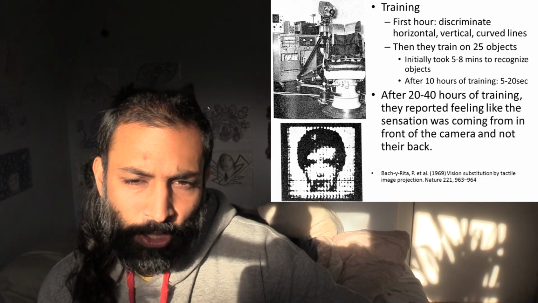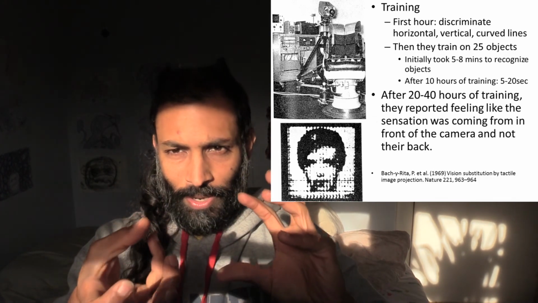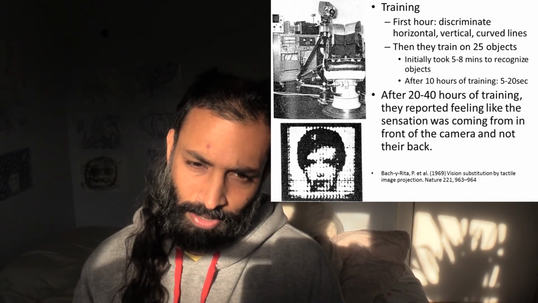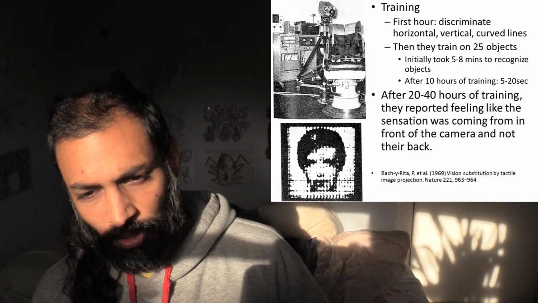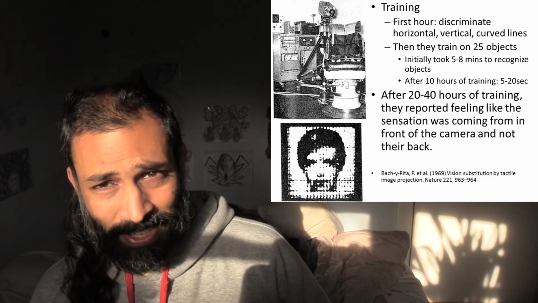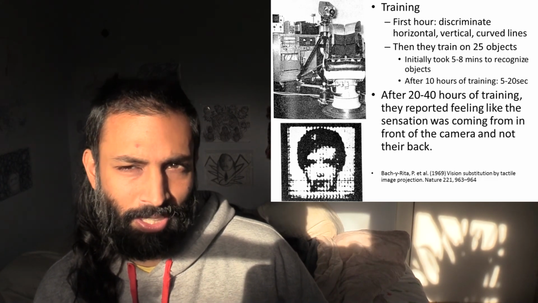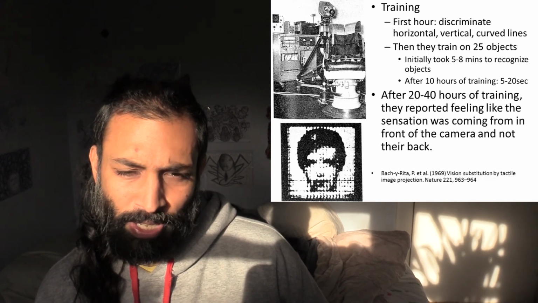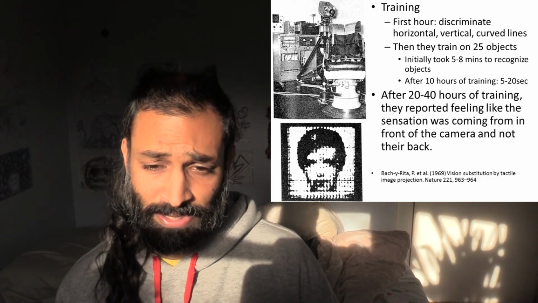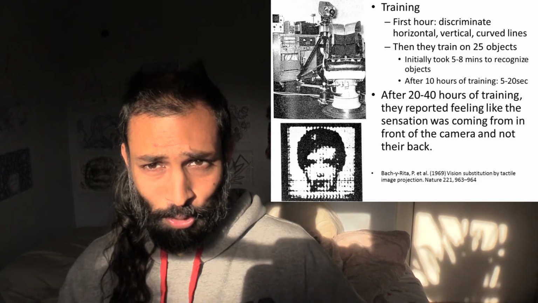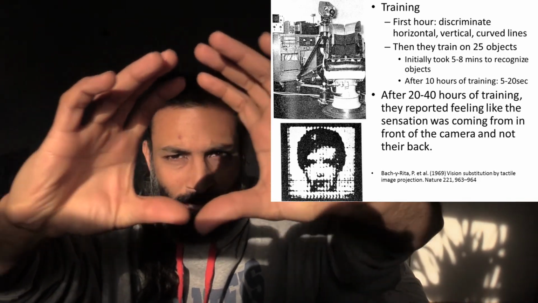In any case, they train afterwards on 25 different objects that you show the camera, and then they try to identify it. After 10 hours of training, which is a good amount, they're able to identify it within 5 to 20 seconds. Then, and this is where I start getting interested in the sort of philosophical side, after 20 to 40 hours of training, they reported feeling like the sensation was coming not from their back, but as if it was coming from the front of the camera as they were pointing at it.